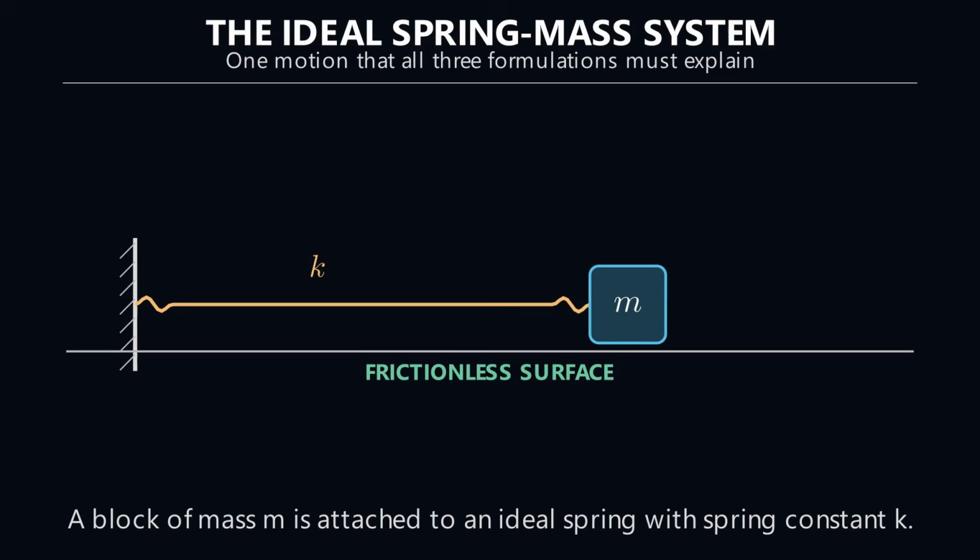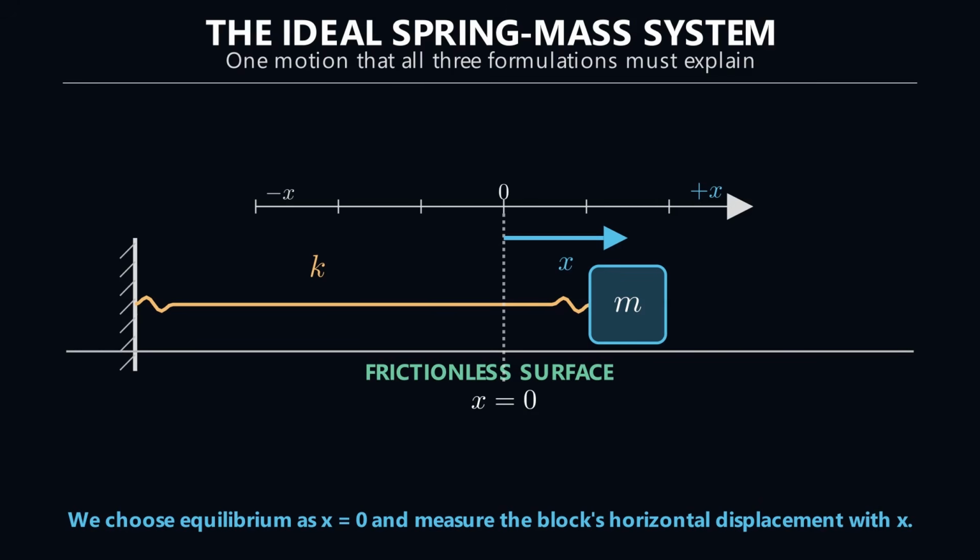Consider a block of mass m attached to an ideal spring with spring constant k. The block moves horizontally on a frictionless surface. We choose the equilibrium point as x equals 0, and we measure the displacement of the block with the coordinate x.